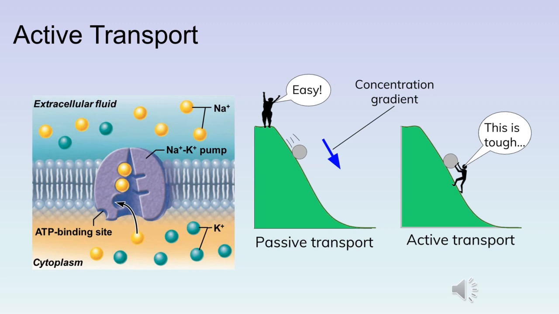Anyway, I have a picture here of an interesting little protein called the sodium-potassium pump here on the left. And you can see it uses ATP to maintain sodium and potassium gradients in your cells. You can see that the pump is moving sodium from its area of low concentration to its area of high concentration. It will also move potassium from its area of low to its area of high concentration.